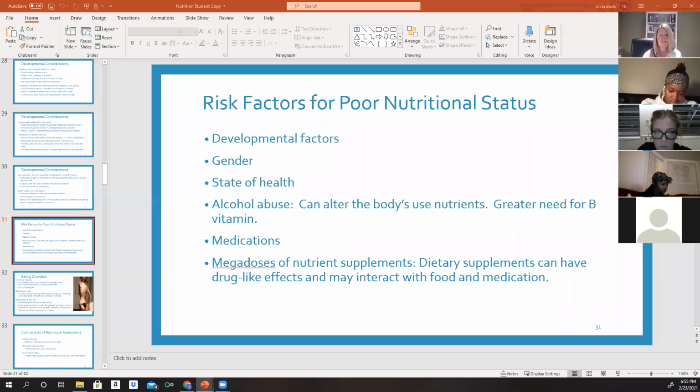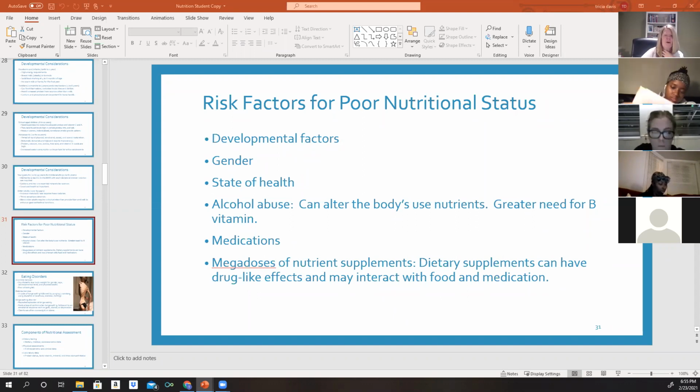So if they're depressed, maybe they don't feel like eating. If they're not happy, they might not be taking care of themselves and they don't have much of an appetite. If they're confused, they might forget to eat, they might forget to drink, and then they lack that motivation to eat, which contributes to malnutrition.